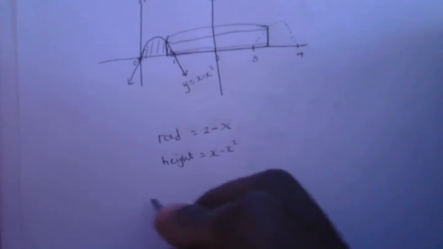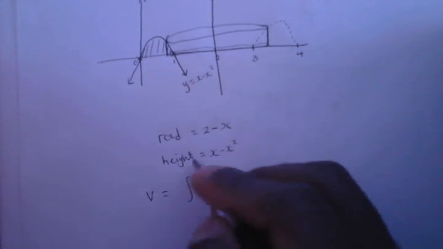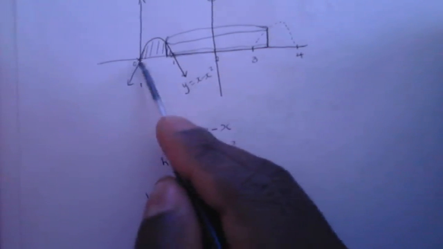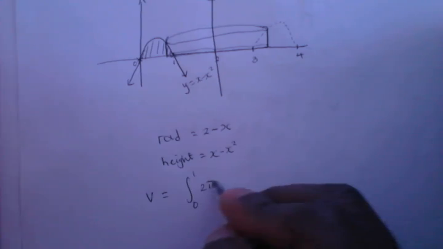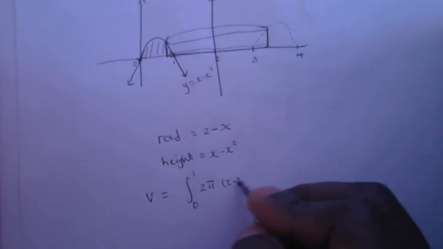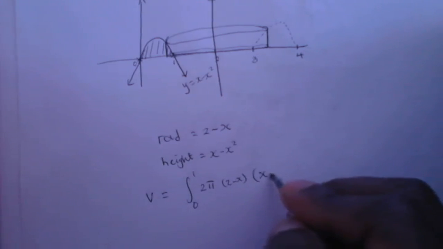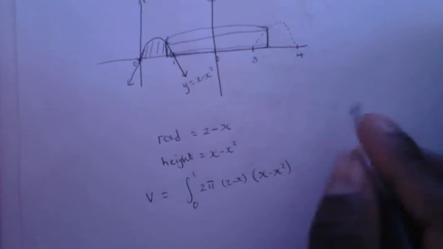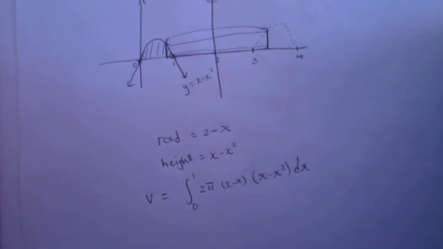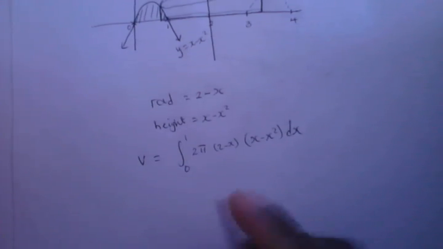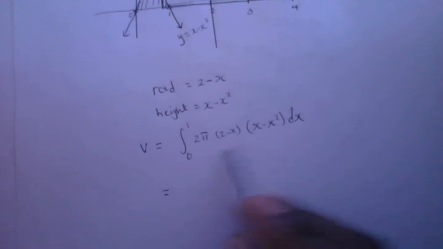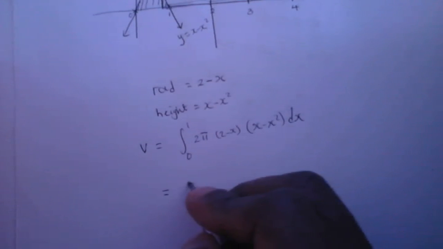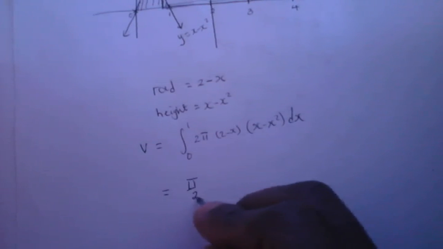And therefore, you compute the volume as an integral. Again, in terms of x, it's going to be from 0 to 1. You say 2 pi times radius times height dx. If you simplify this, obviously everyone can multiply out and integrate. You should be able to get pi over 2.